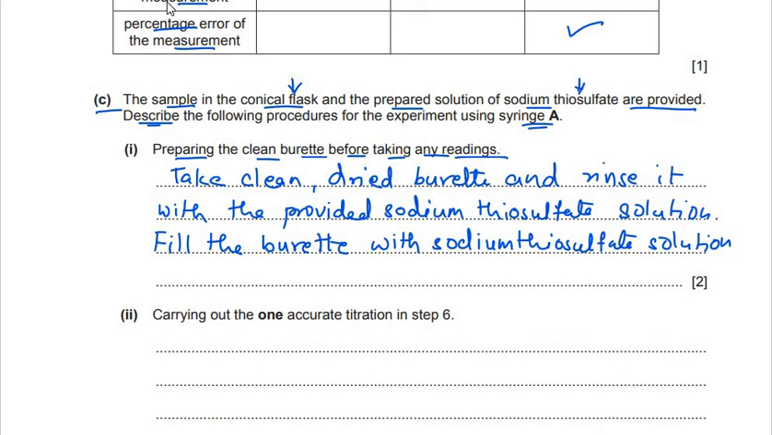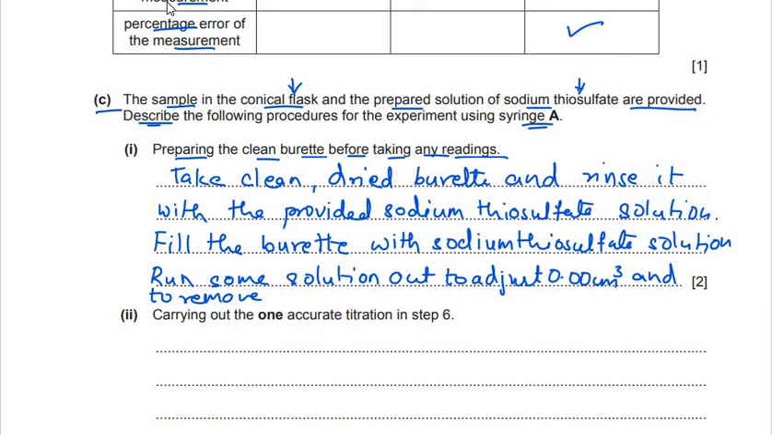And then the next part is that run some solution out to adjust to 0.00 centimeter cube, and also to remove the air from the burette. Now you always must have observed that in a burette, in the nozzle part at the bottom where we have the tap, or you can say the valve, a small part of air is always present that has to be removed out from the bottom. So that's why we run out some solution so that the whole portion is filled up with the solution. Here the bottom and the top, everything should have the solution.